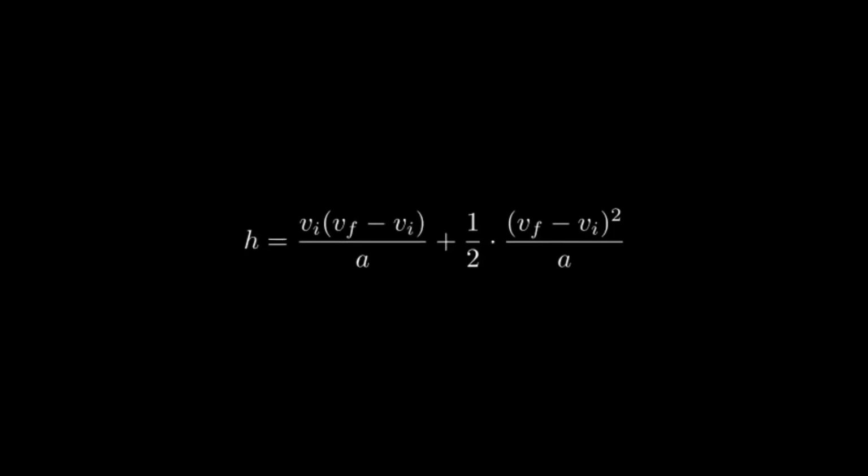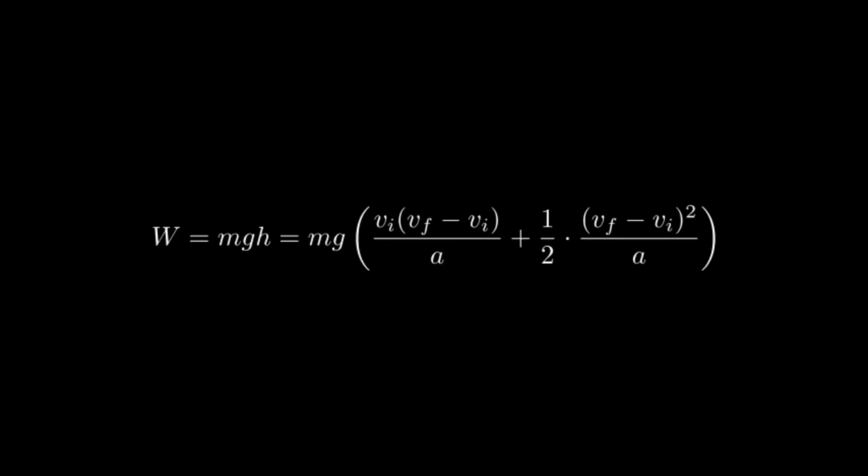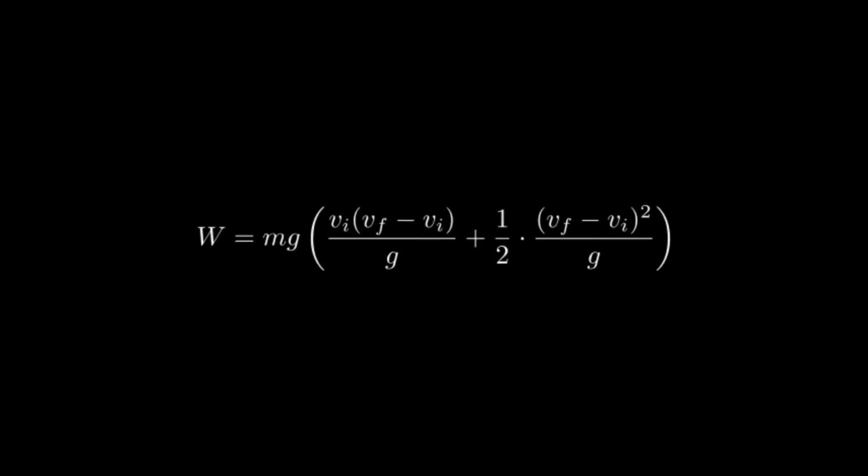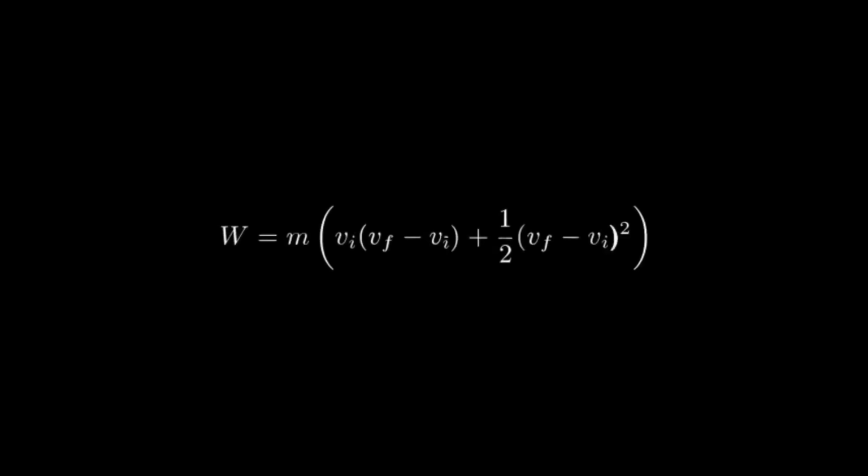Now, define h as y minus y sub o. Substitute this expression for h into the work equation. Work equals mgh. Now, let a be equal to g, the acceleration due to gravity. Cancel g from the numerator and denominator.